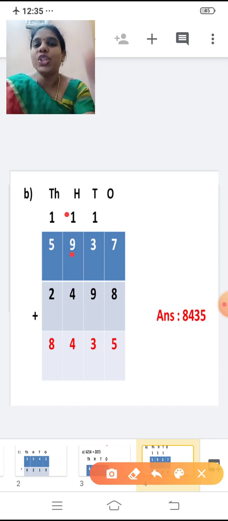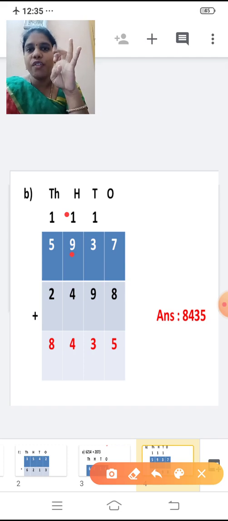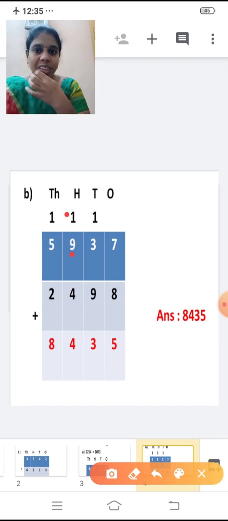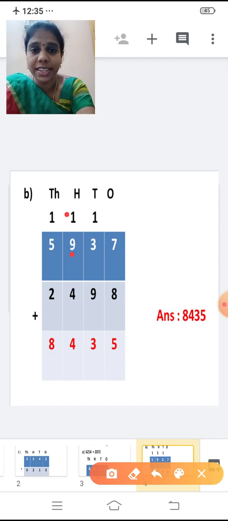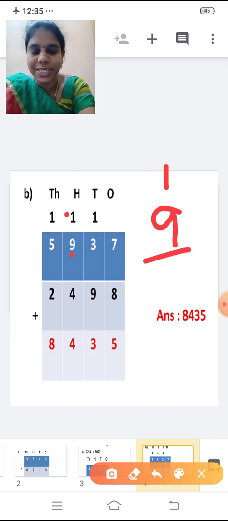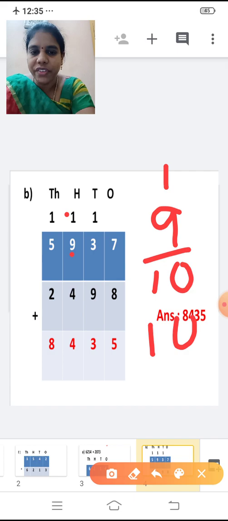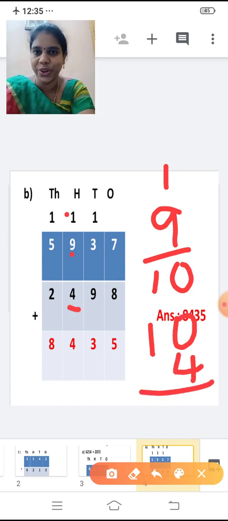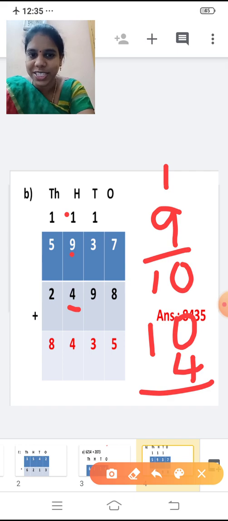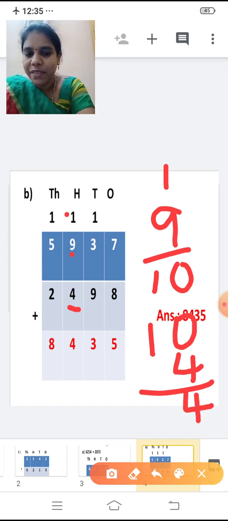After 1, 2, 3, 4, 5, 6, 7, 8, 9, 10. 1 plus 9 is 10, right? Now add 10 with the next number 4. Now add 10 plus 4. 0 plus 4 is 4 and 1.